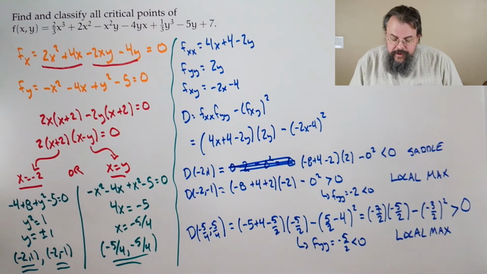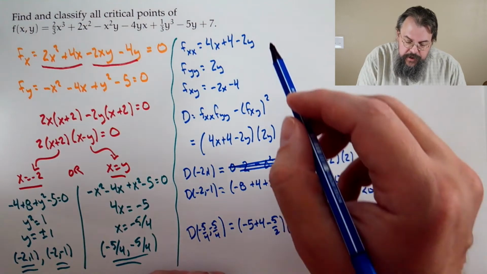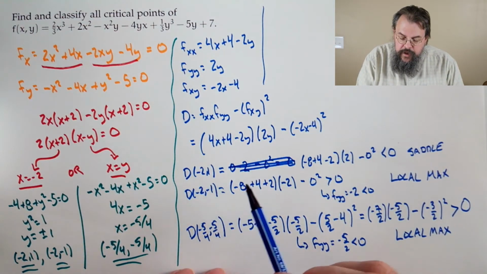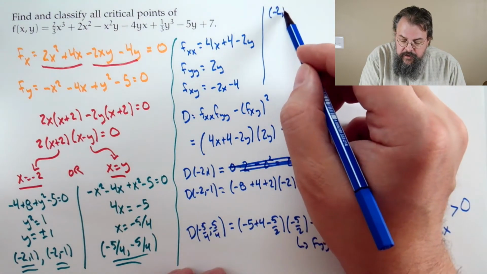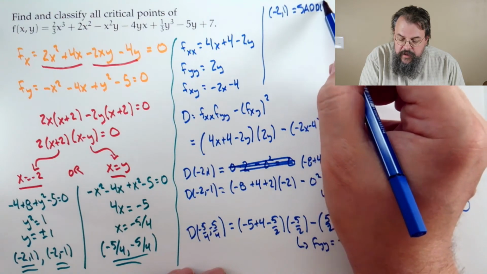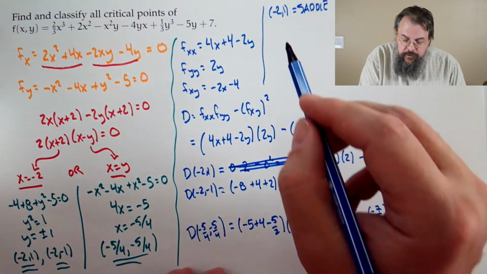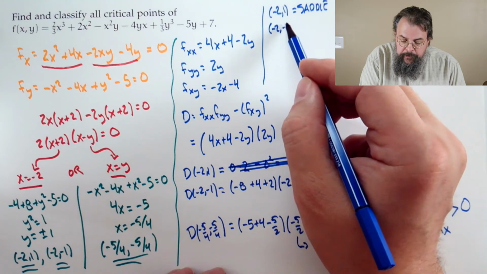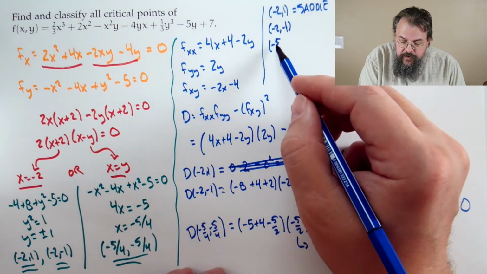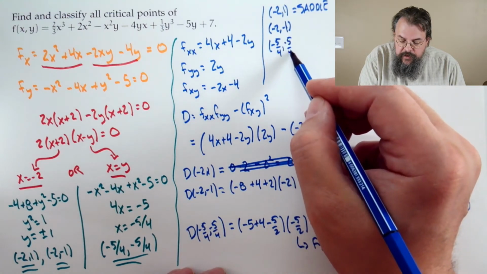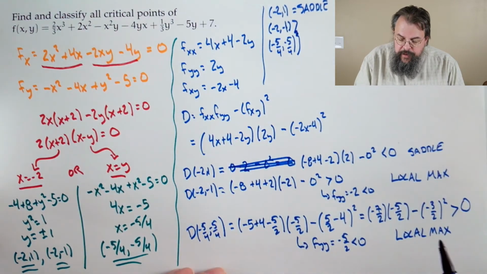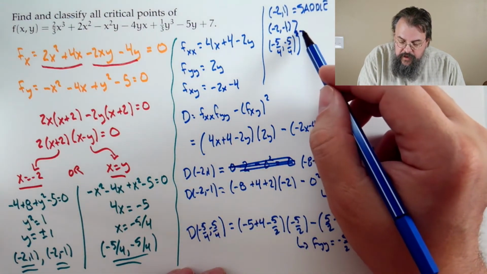So let's put it all together somewhere. I'll put it all together up here, right? So we have negative 2, 1 is a saddle. And then we have minus 2, minus 1. And this other point here, negative 5/4, negative 5/4, these are both local max. And so there we go.